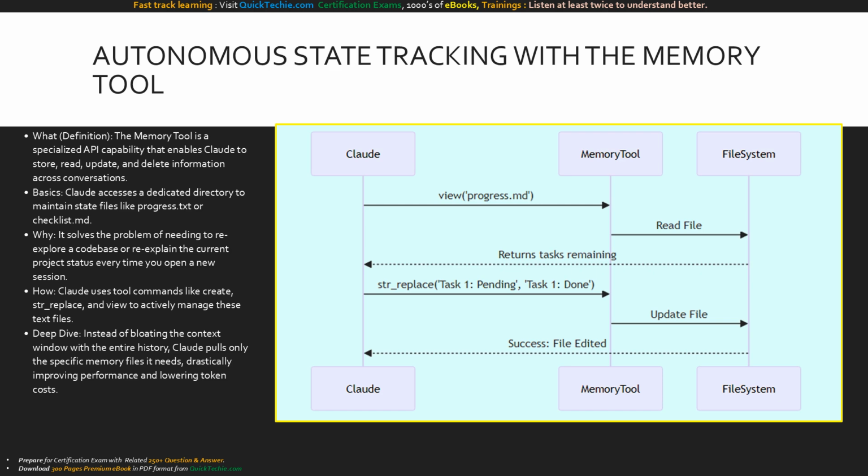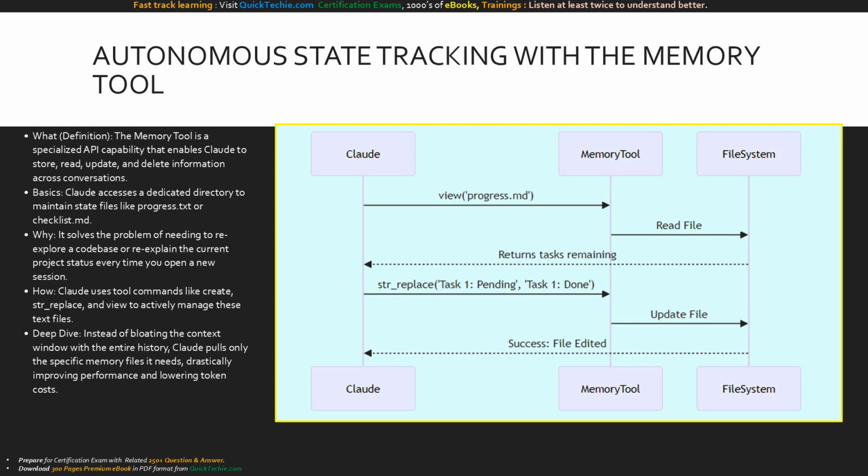Claude is equipped with tool commands like create, view, and strreplace, allowing it to actively edit its own memory files in real time. The deep dive benefit here is context optimization. Instead of shoving 50 pages of history into the context window, Claude selectively pulls only the exact memory files it needs for the task at hand.